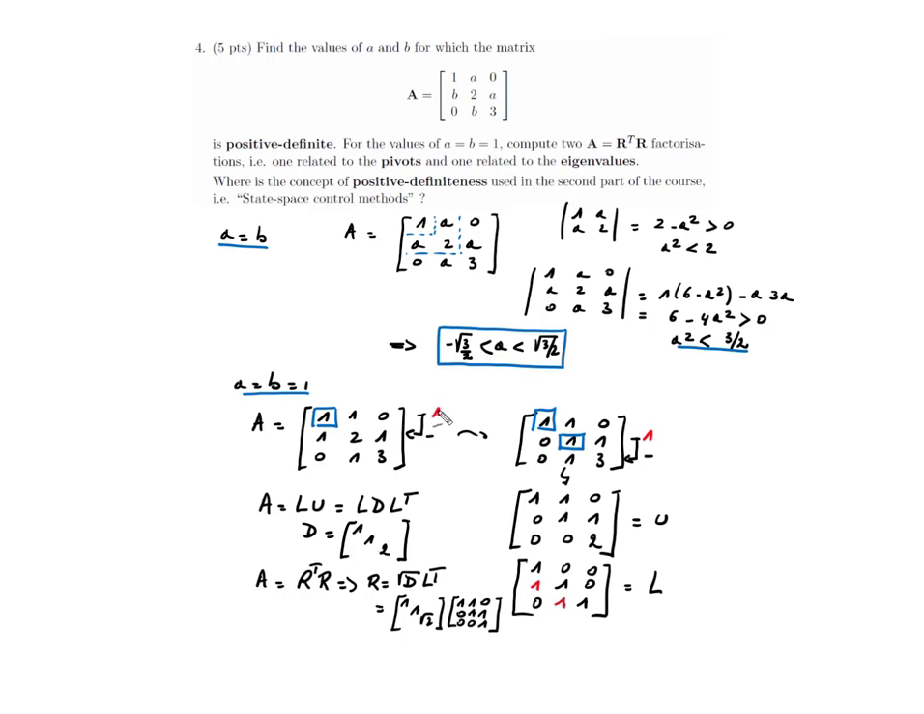This multiplier has been used to create a 0 over here, so we place it here. This one here has been used to create a 0 over here, so we'll place this 1 over here, and everywhere else we put zeros. We have now our A is equal to LU decomposition. What you should do, of course, is check this, multiply L and U to see that you have A.